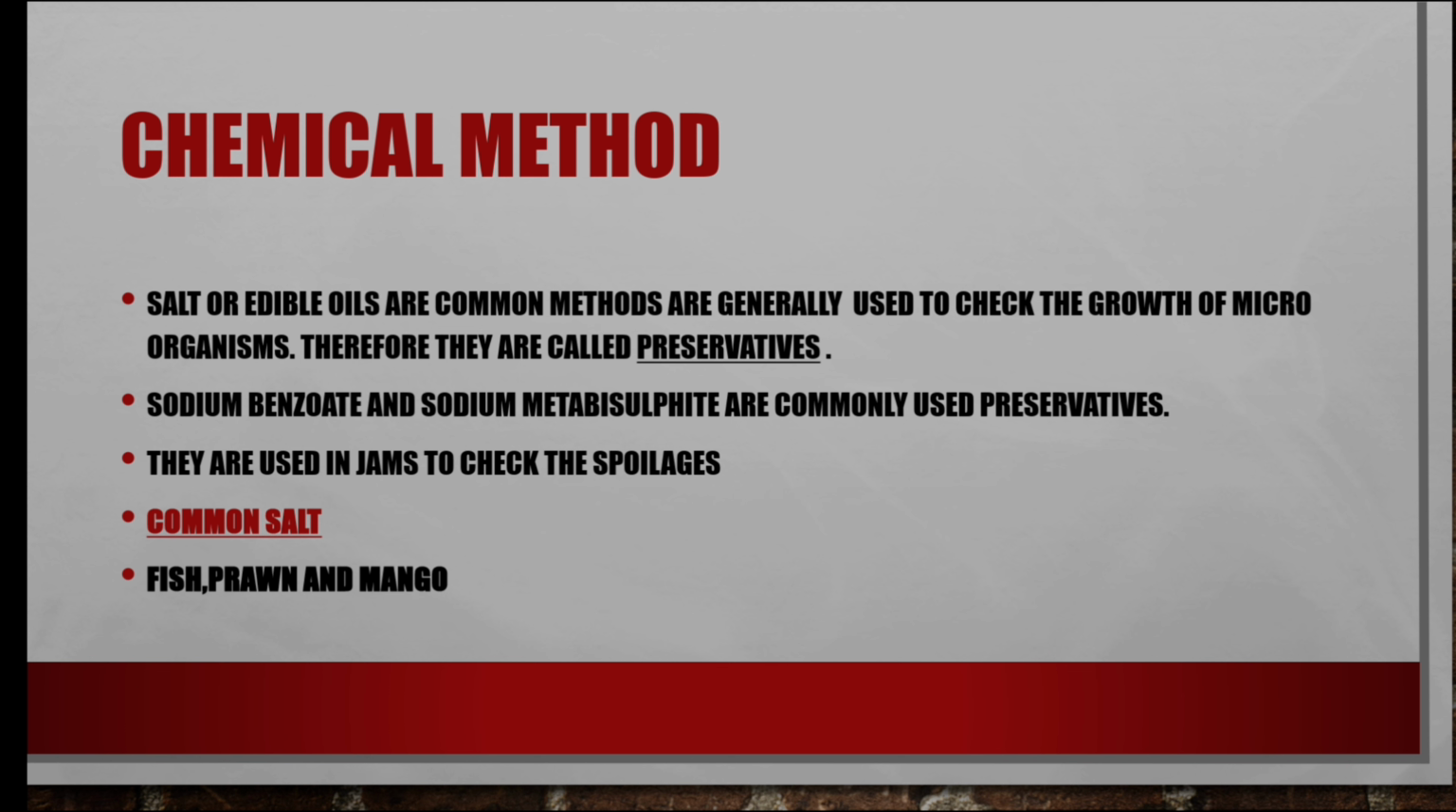Next, common salt. Salt is used to preserve different items. In pickle, salt is used to preserve. In the supermarket, you see fish, prawn, and mango also have some salt applied on top of them to avoid spoilage. Common salt is very special here.